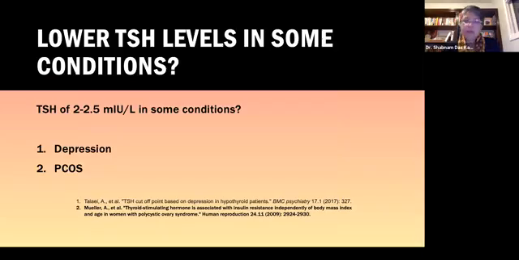So, what about the TSH levels that we look at in functional medicine? We usually like it to be between 2 to 2.5, and there are enough studies to support that in some conditions, maybe there is a specific TSH level where people do better. So, depression and PCOS, two of these are very common conditions. PCOS and Hashimoto's are very often together.